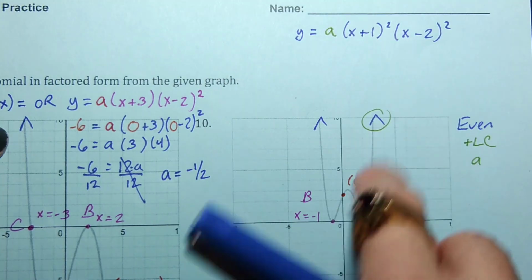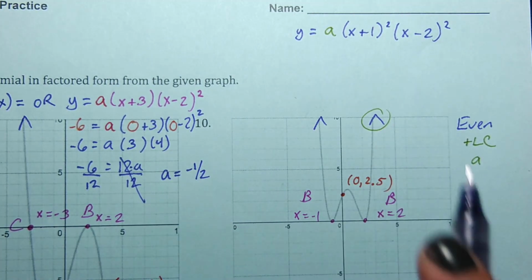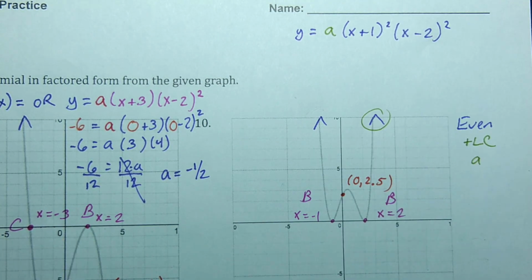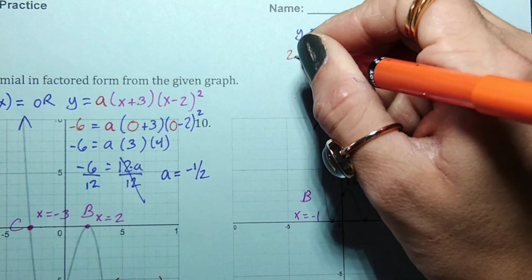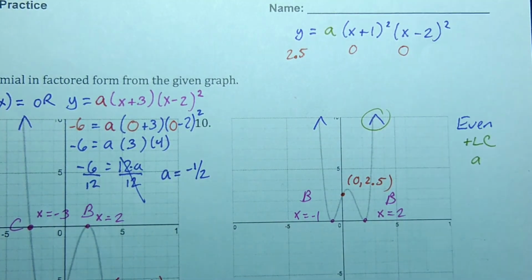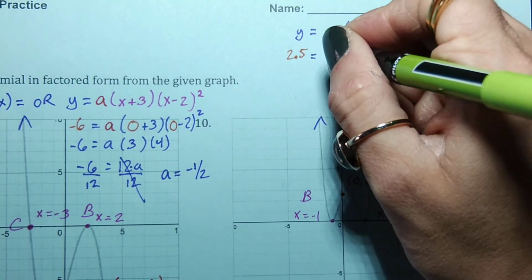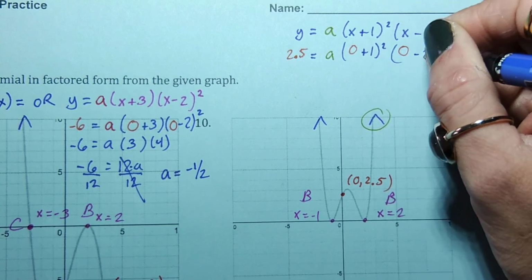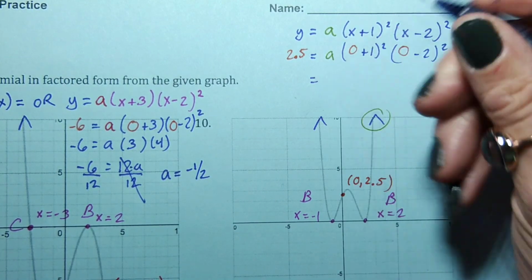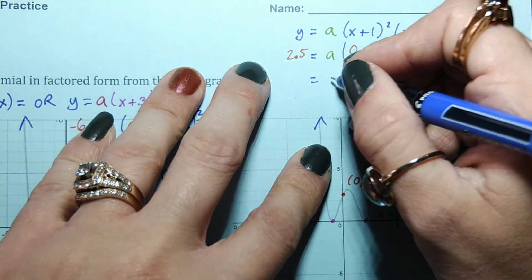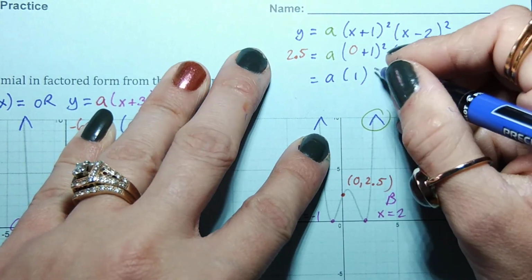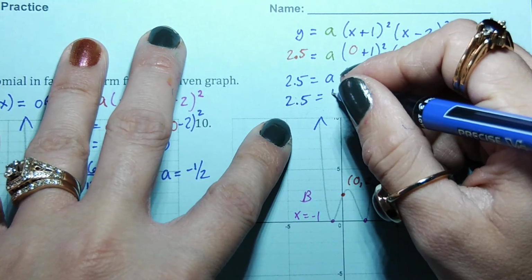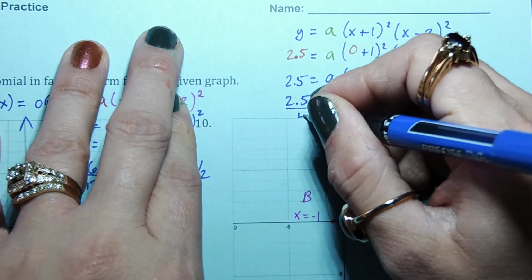It changes signs from the root to the factor form. So then we're going to plug in 2.5 for the y value and 0 for the x value. We're using our y-intercept to find our a value. 1 squared is 1. Negative 2 squared is 4. So 2.5 equals 4a. Oh yeah, it's calculator time.